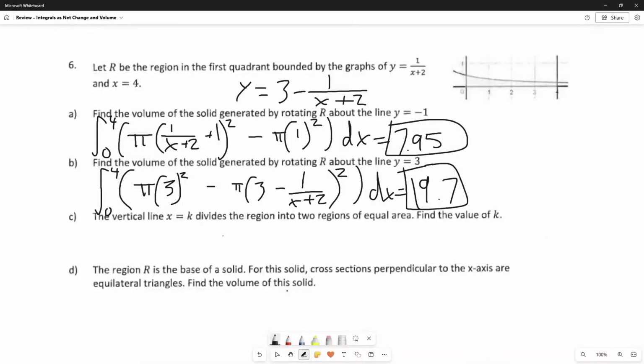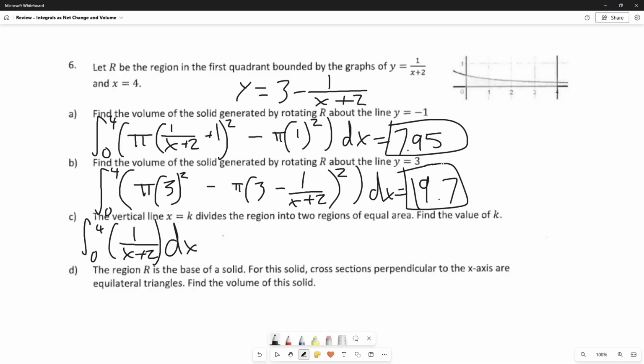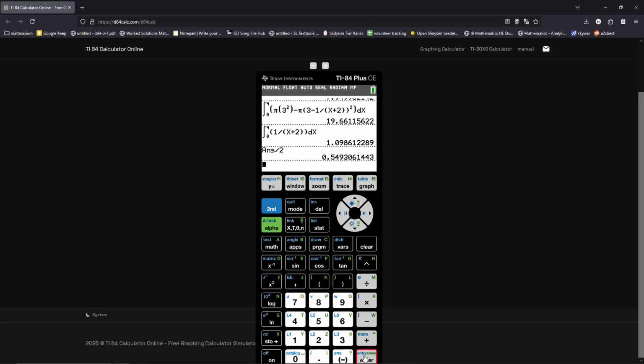C is: the vertical line x equals k divides the region into two regions of equal area. Find the value of k. So first let's calculate the whole area of the entire thing. Definite integral from 0 to 4 of 1 over x plus 2 dx. Pretty easy, just put that into your calculator. 0 to 4, 1 divided by x plus 2, dx. That is 1.0986 whatever. And now divide this by 2 to find the area of what one region should be, 0.549.